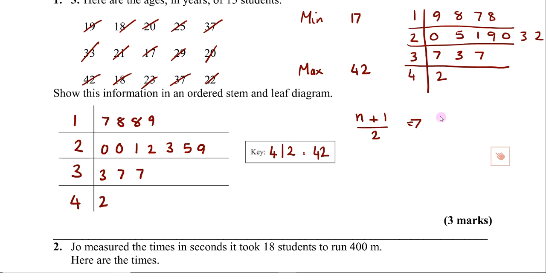Because what I can do, if there are 15 numbers, I do 15 plus 1, divide by 2, actually gives me the 8th number. All right? If I take the 8th number, that's the middle. Now, if I ended up with a decimal answer, that's halfway between two numbers. You use the two middle numbers and use the average.